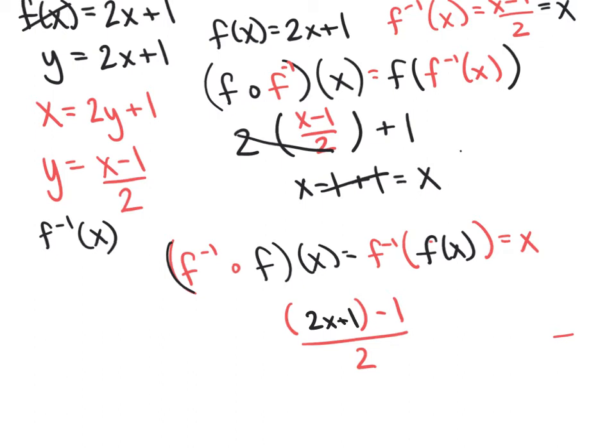That's f of x. And look, the plus 1 minus 1 are going to cancel. So I'm left with 2x over 2. And then the 2's cancel. I'm left with just an x. So that also tells me that's the inverse. So let's do one more and verify that we have inverses here.